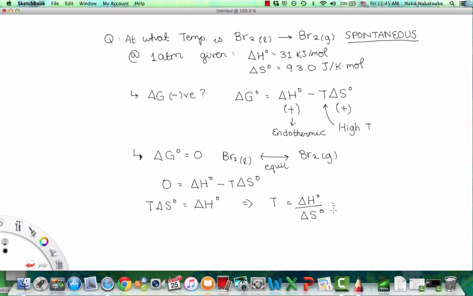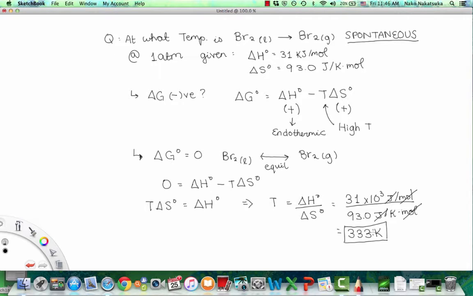Just make sure you always make the units equal to one another. So this would be 31, but let's make it joules because the delta S is in joules. So this will be 31 times 10 to the power of 3 joules per mole, divided by 93 joules per Kelvin mole. So now looking at these units too, the moles cancel out, the joules cancel out, and we end up with a value in kelvins, which is good because we want temperature. And the value ends up being 333 Kelvin.